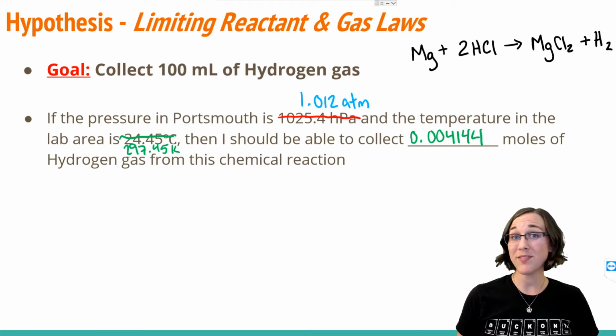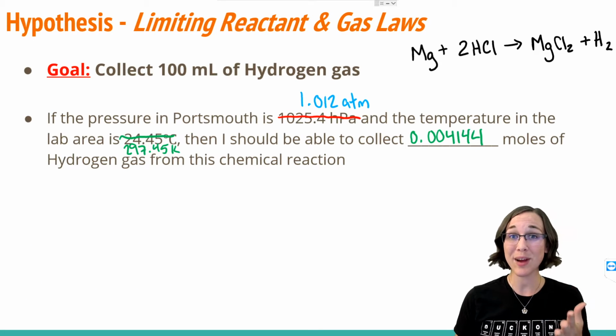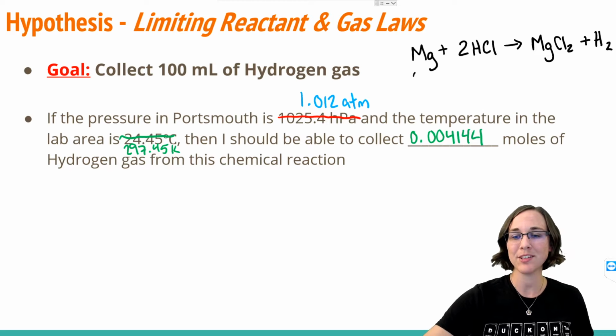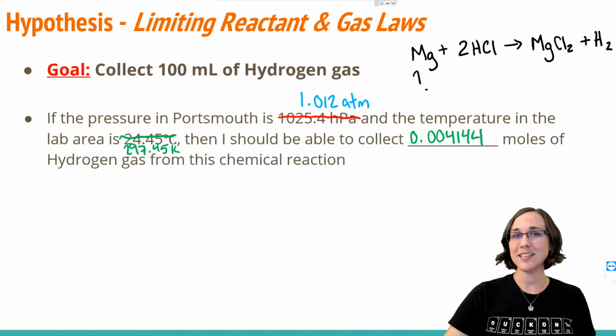Let's take the moles of hydrogen gas and convert that to grams of magnesium to figure out how much of this solid we should measure out. See if you can figure it out before I show you. Pause the video now.